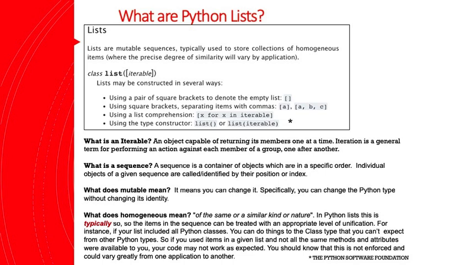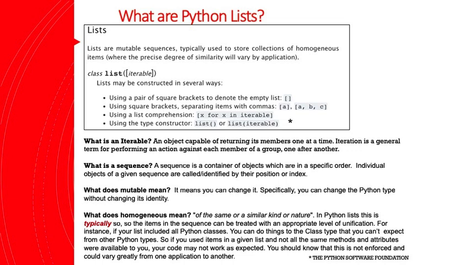What is an iterable? An object capable of returning its members one at a time. Iteration is a general term for performing an action against each member of a group, one after another. What is a sequence? A sequence is a container of objects which are in a specific order. Individual objects of a given sequence are identified by their position or index.